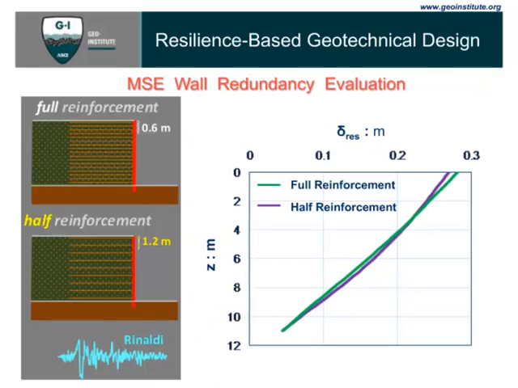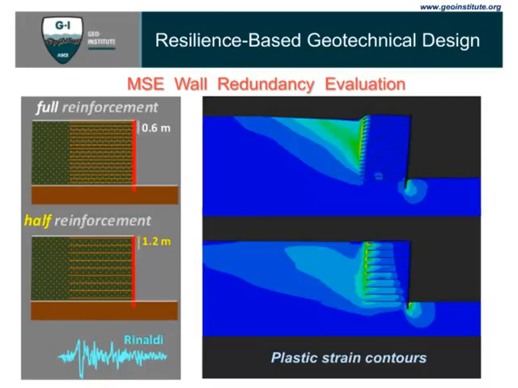And moving into the last objective of redundancy, we wanted to look at any preservation of strength in the system. So what we did is we removed half of the reinforcement of the MSE wall, and we made the vertical spacing 1.2 meters instead of 60 centimeters, and we simulated the strong motion again in our numerical model. And what we saw is something surprising: the wall seemed to behave the same, and we could not understand why. In that graph, you can see the same levels of deformation along the height of each wall, whether or not you have half of the reinforcement.